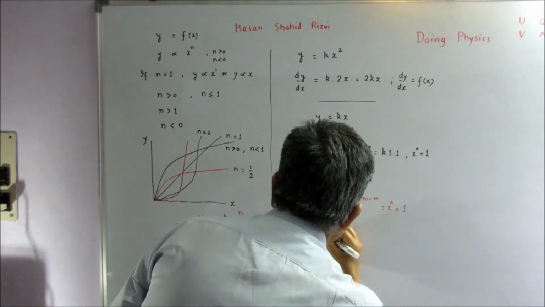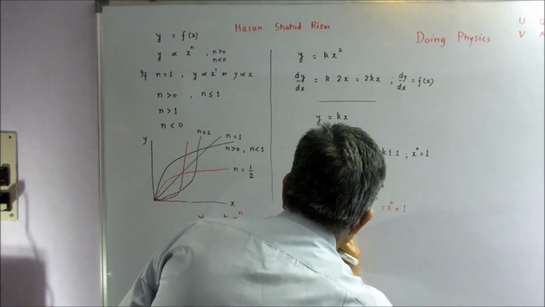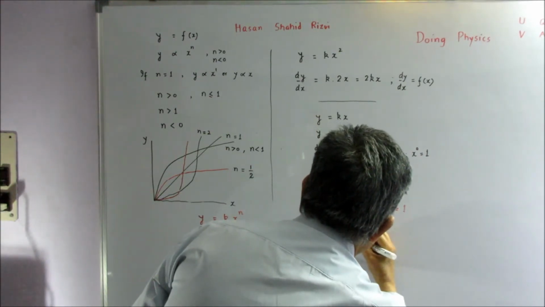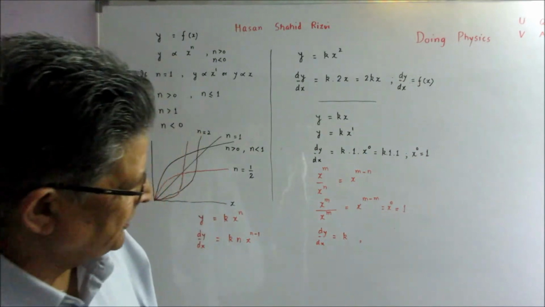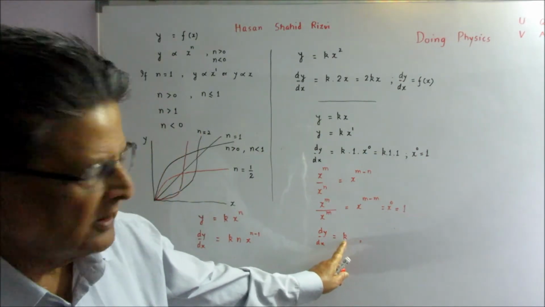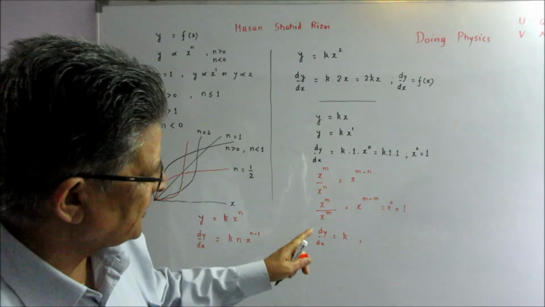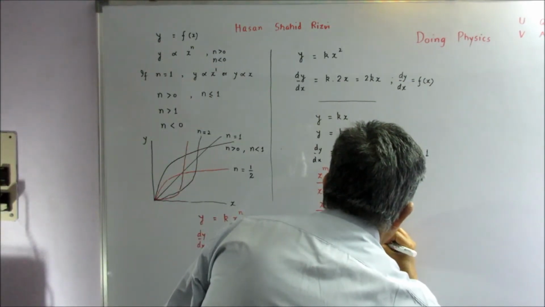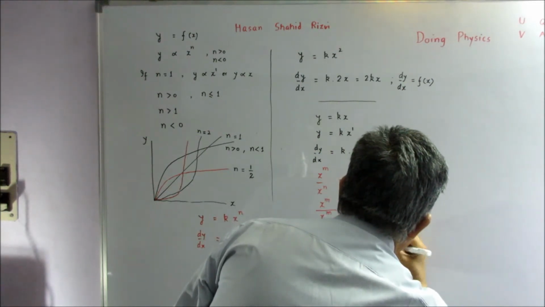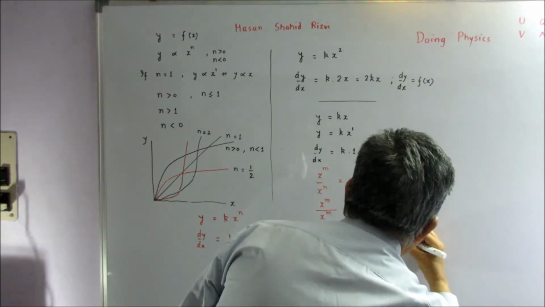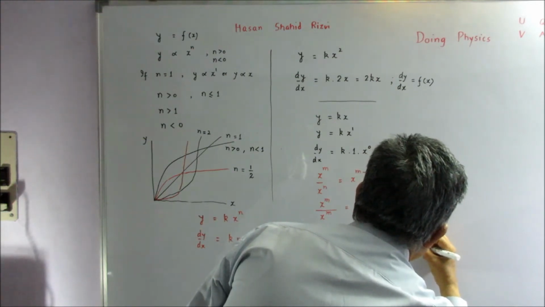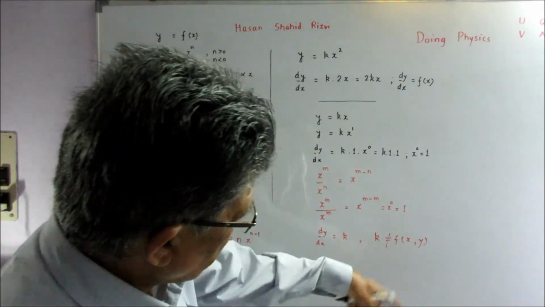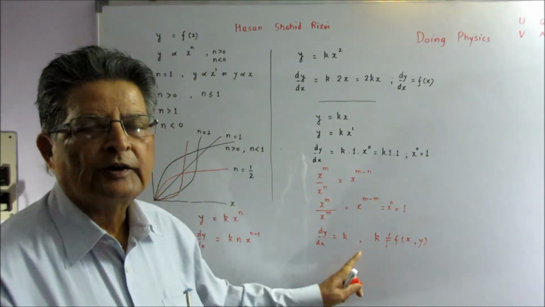So dy dx becomes equal to k. And you can see, and this is what I emphasize, that this k is a constant. It does not depend upon y, it does not depend upon x, and so I can say k does not depend upon the variables of the system x and y. As I said before, this k depends on the system itself.